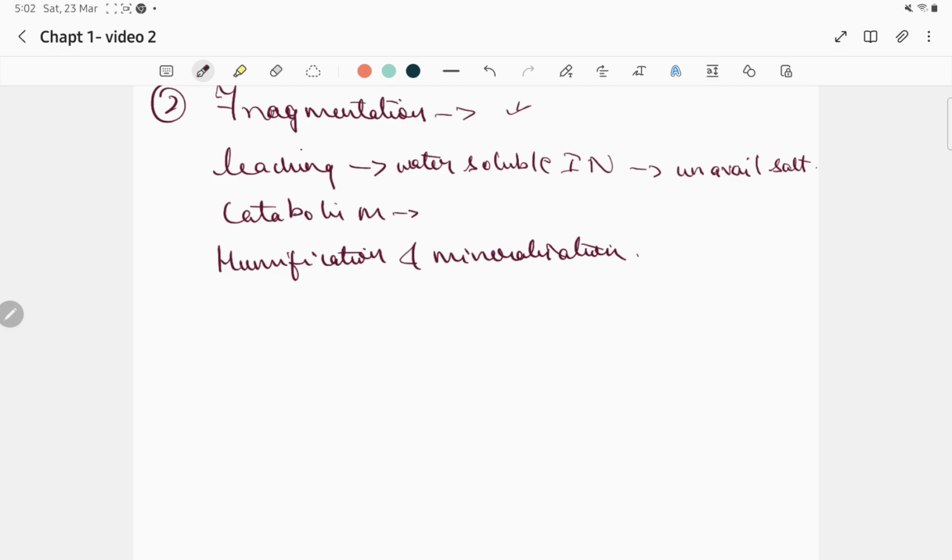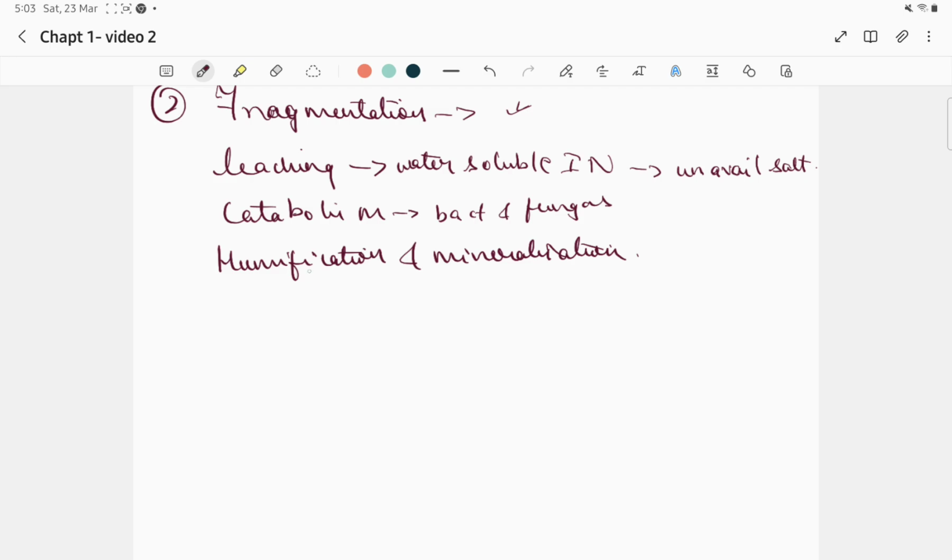Next is catabolism. Bacteria and fungal enzymes will degrade detritus into simple inorganic substances. So here bacteria and fungus play a part. All these above steps may be operating simultaneously on the detritus.